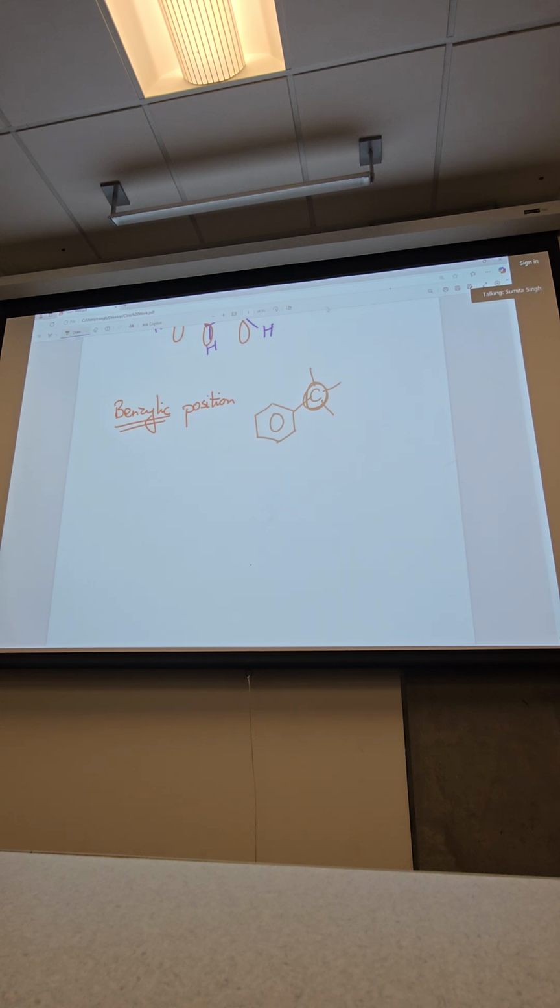So the first reaction that we are going to learn in this chapter is oxidation. Actually, let's start with something we know. We've already learned it before, so it's more of a review. Let's do a reaction that we've already learned first: benzylic bromination. You guys remember this reaction?